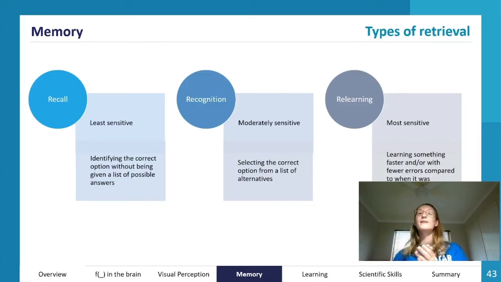And then swinging back to our last one, which is relearning, which is learning something faster and or with fewer errors compared to when it was first previously learned. So relearning is exactly what it sounds like. Relearning something that you've forgotten. And relearning something is definitely easier than learning something the first time, because even if you're not consciously aware of that, you do have that long-term, deeply stored information about what it is that you're learning.